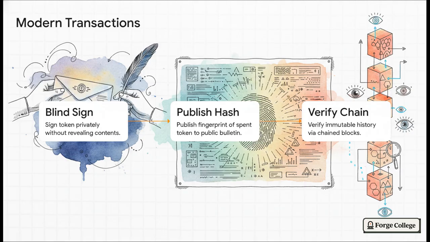Then, step 3, we verify this immutable history via chained blocks. Basically, we've taken the privacy of the envelope, but posted the proof of spending onto a public postcard so that everyone can verify it, totally removing that single point of failure.